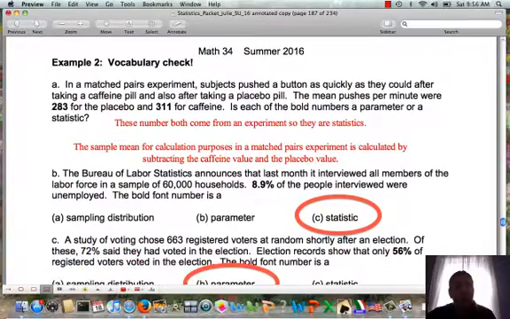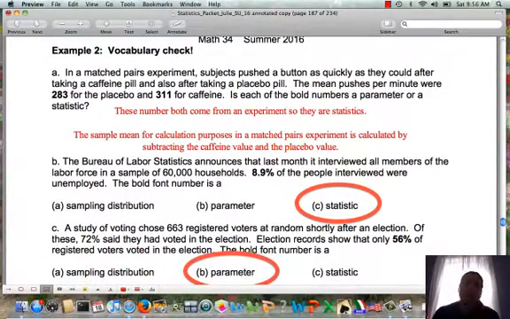Example 2 is a vocabulary check. So question A says, in a matched pairs experiment, subjects pushed a button as quickly as they could after taking a caffeine pill and also after taking a placebo pill. The mean pushes per minute were 283 for the placebo and 311 for caffeine. Is each of the bold numbers a parameter or a statistic? So both of these numbers from the placebo and the caffeine group come from the experiment, so these are statistics.